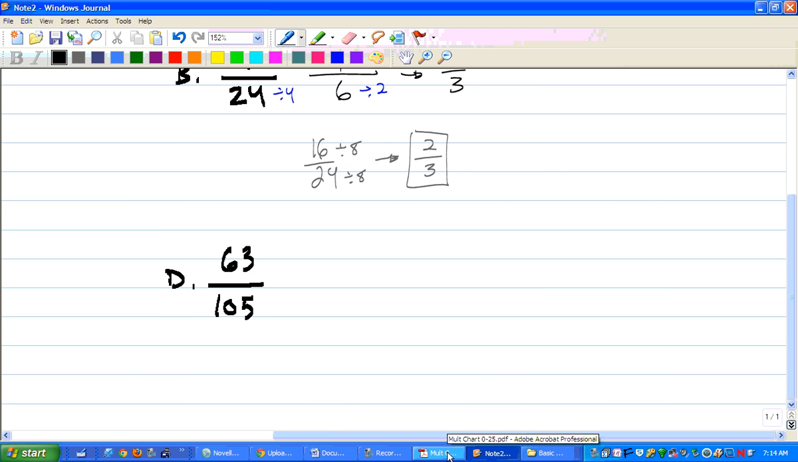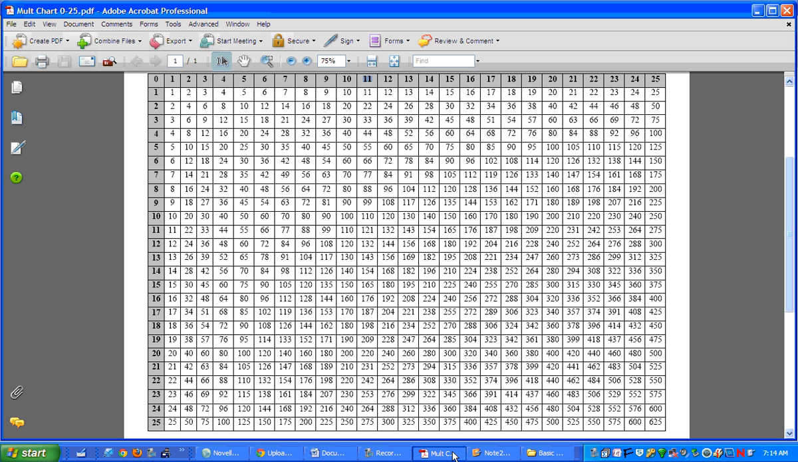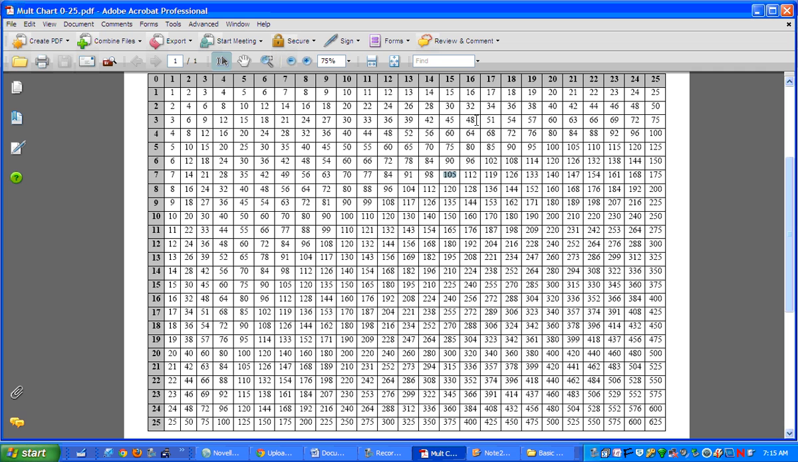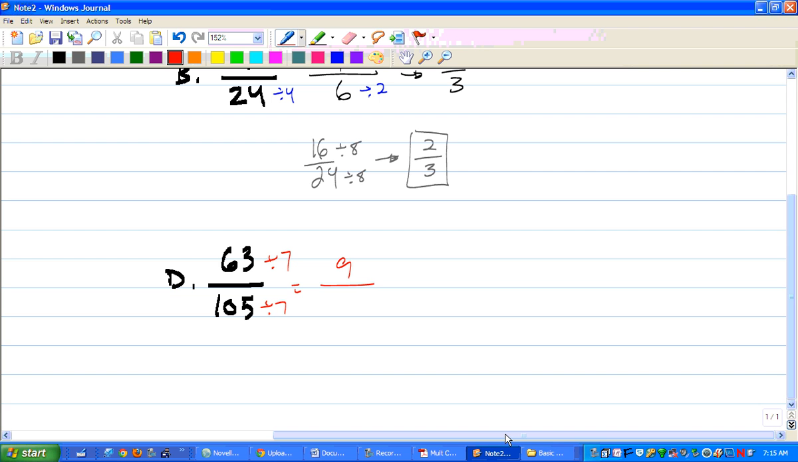All right, 63 and 105. Here's a tricky one for you. What goes in both 63 and 105? It's not going to be 2. 3 goes into it, but let's look for some bigger numbers. There's 63, and there's 105. So let's divide it by 7. 63 divided by 7 is 9. 105 divided by 7 is 15.